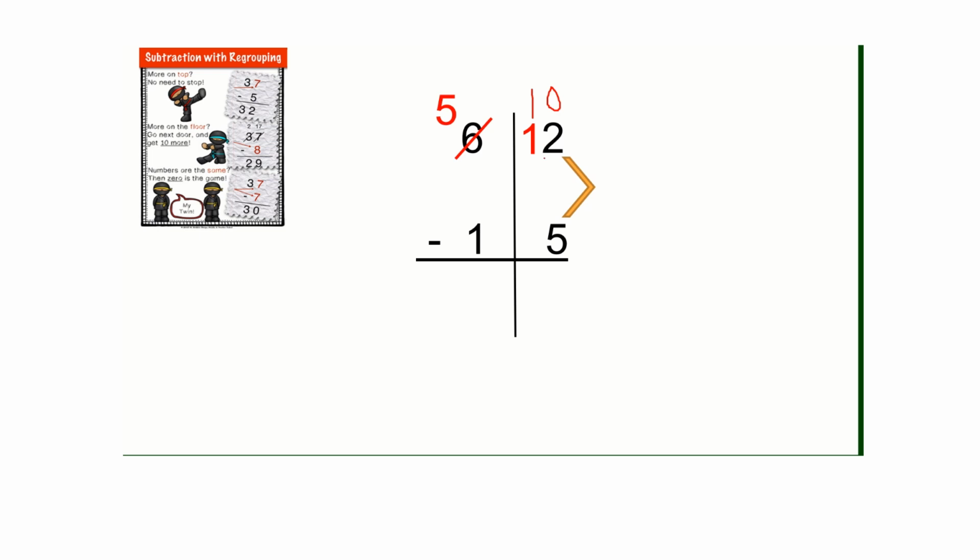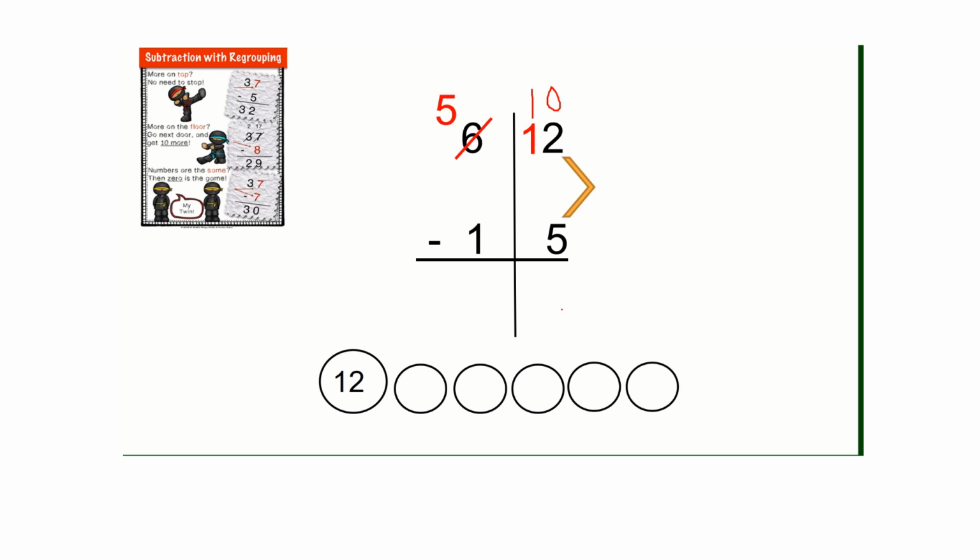So now I can do 12 minus 5. If I want to show my work, I put my big circle, put my big number 12. Then I got to put 5 small circles because my second number is 5. 1, 2, 3, 4, 5. And now I have to count back.